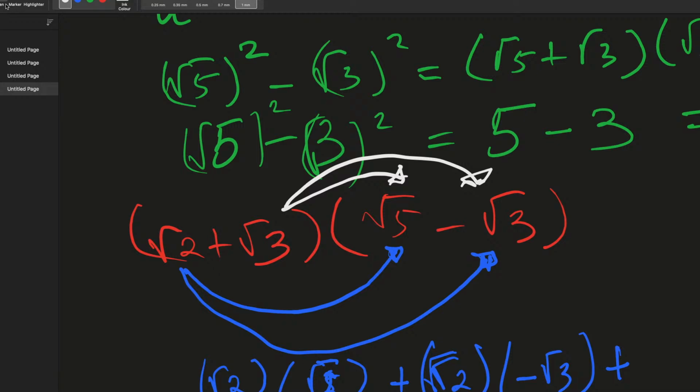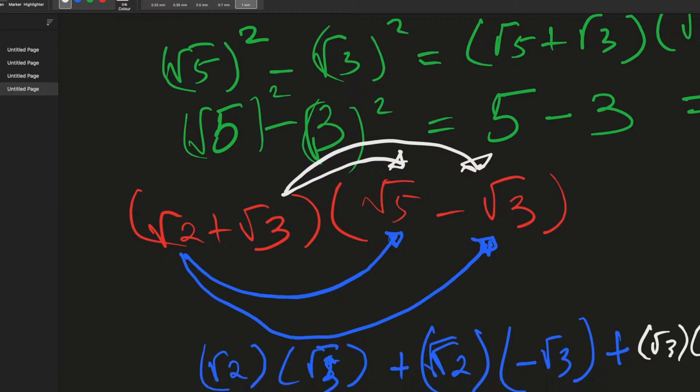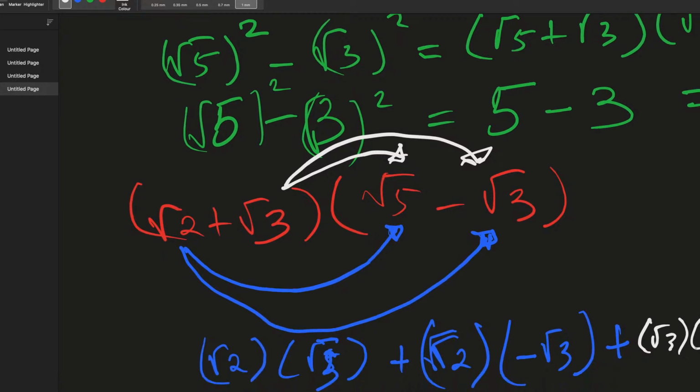And we say the white one. So root 3 is going to multiply root 5. You see? So root 3 multiply root 5 into bracket. We've done that. And root 3 is going to multiply root 3. So you see root 3 is going to multiply the last bit. So that is root 3 multiplying minus root 3. Friends, it's not difficult at all.